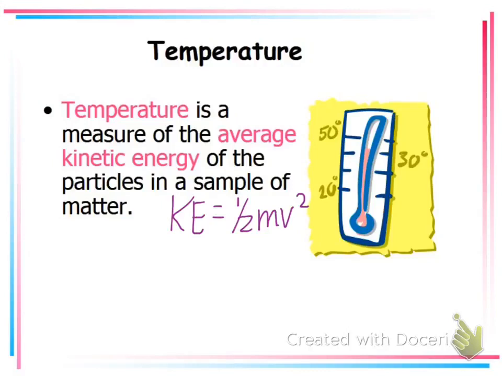Because what happens to particles as I heat them up? They move faster, and because they move faster, that shows up in the velocity. So it is a direct relationship between temperature and kinetic energy. Higher temperature means higher kinetic energy. Lower temperature means lower kinetic energy.